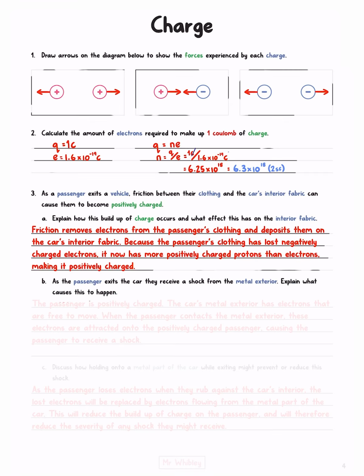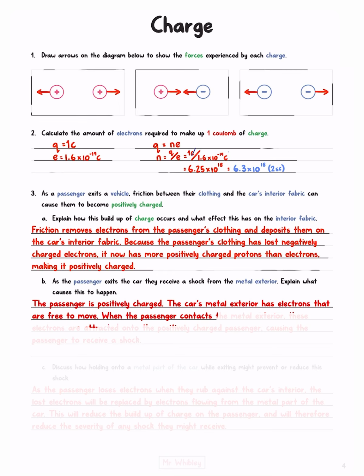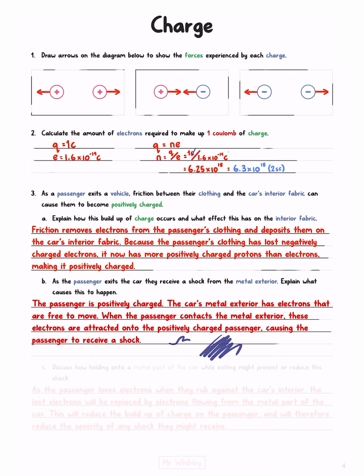As the passenger exits the car, they receive a shock from the metal exterior. Explain what causes this to happen. We know that the passenger is positively charged because we're told so in the setup to this question. We also know that cars have a metal exterior and that metals have electrons that are free to move. They are electrically conductive. When the passenger contacts the metal exterior, these electrons are attracted onto the positively charged passenger, since unlike charges attract, which causes the passenger to receive a shock. So it's this large amount of electrons flowing into our passenger's hand which causes the electric shock.